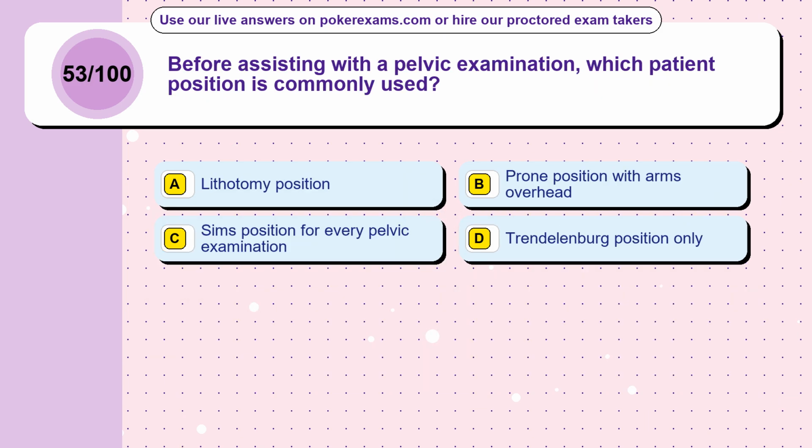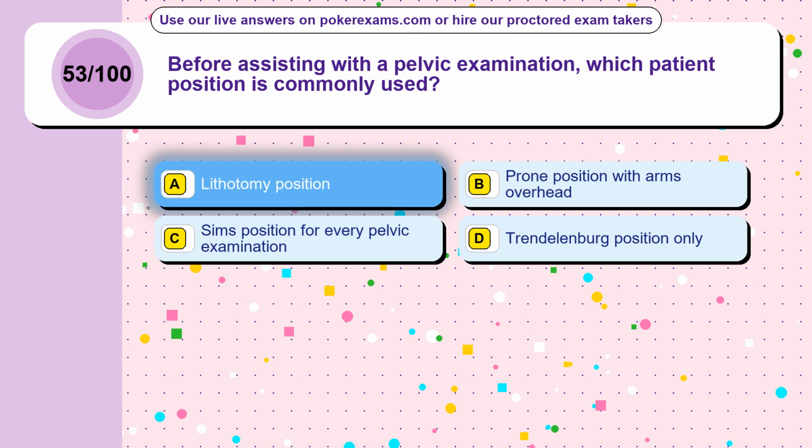Question 53. Before assisting with a pelvic examination, which patient position is commonly used? Option A. Lithotomy position. Option B. Prone position with arms overhead. Option C. Sims position for every pelvic examination. Option D. Trendelenburg position only. The correct answer is option A.